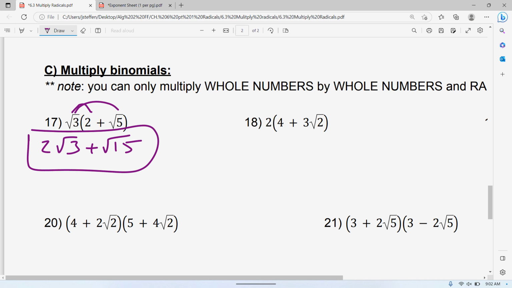Number 18, same thing. We simplify or we distribute that. 2 times 4 is 8. 2 times 3 root 2. Again, that 2 does not affect the radical at all. We can only multiply whole numbers by whole numbers. 2 times 3 is 6. And we don't do anything with the root 2. Again, that's already as simplified as I can get.